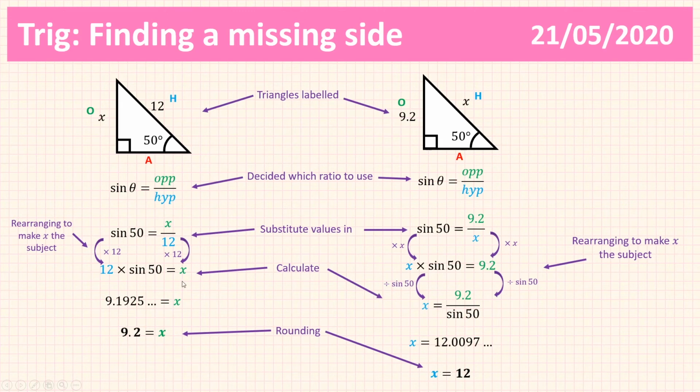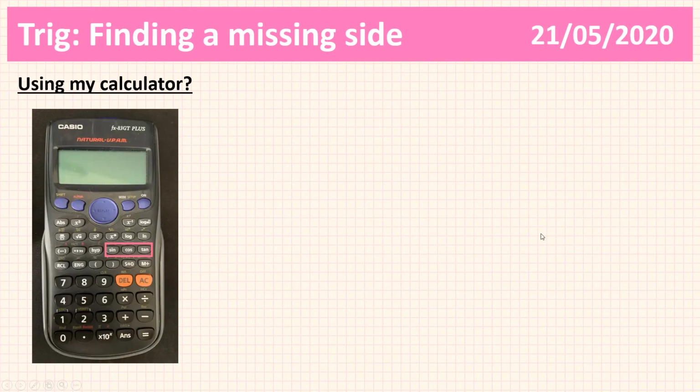So the key thing that we can take away from this is that if we're looking for an opposite or an adjacent, the rearranging is very simple. We only have to do one step. Whereas if we're looking for the hypotenuse, the rearranging is slightly more difficult. We have to do two steps. So what we're going to do is we're going to answer some questions together and then let you go off and practice. So before we do that, we just need to become familiar with our calculator.